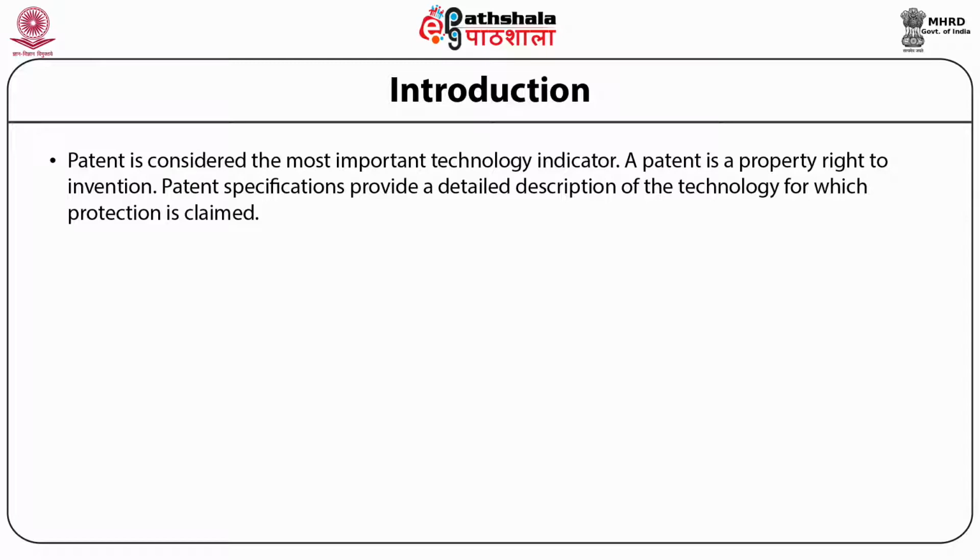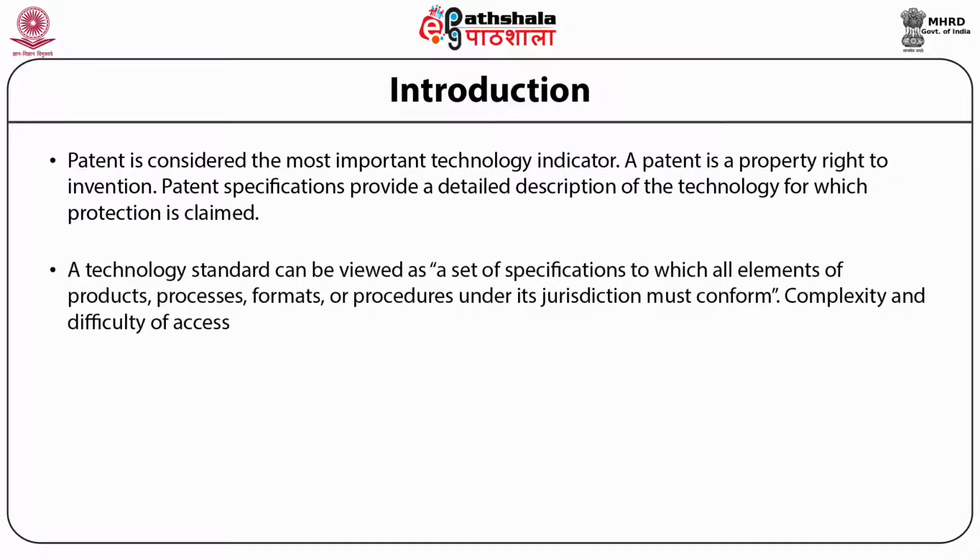Patent specification provides a detailed description of the technology for which protection is claimed. Later I will show you also what a patent specification is. The other technological indicators are standards, design and trademark. A technology standard can be viewed as a set of specifications to which all elements of product, process, formats or procedure under its jurisdiction must conform.